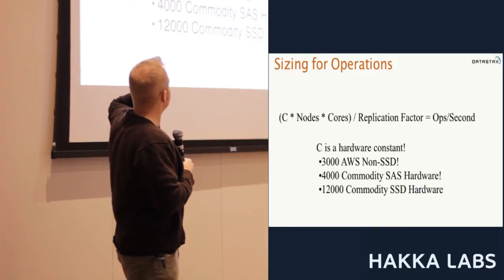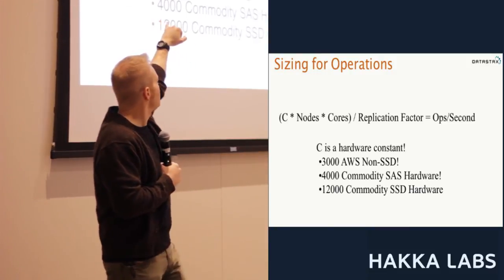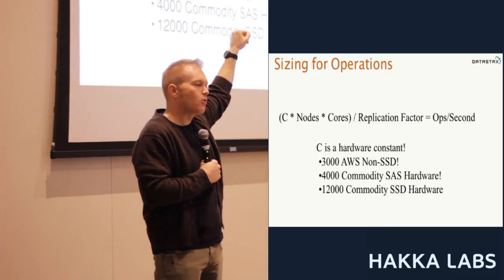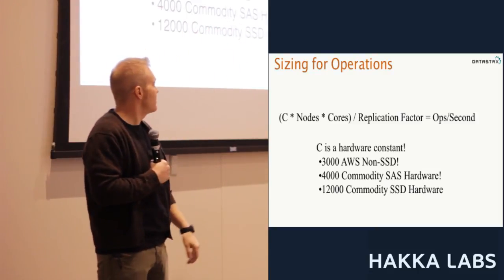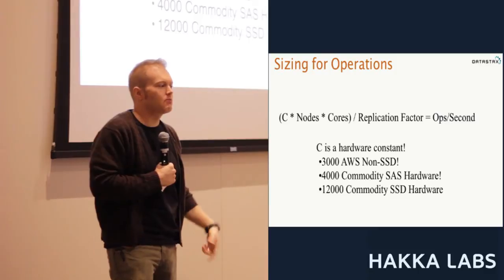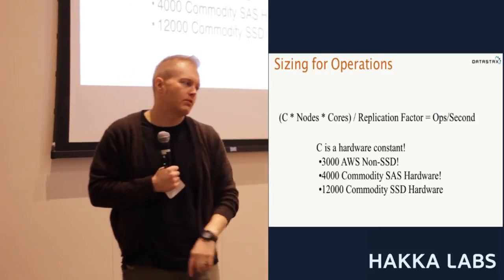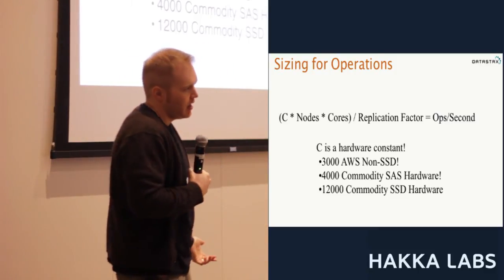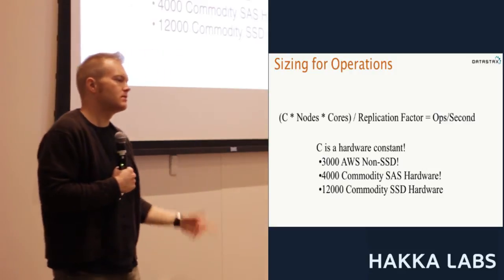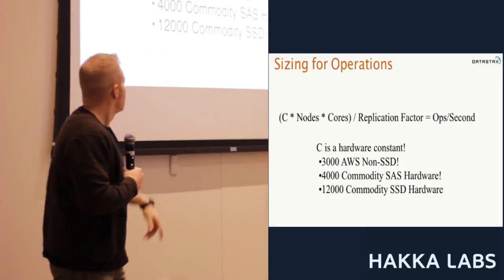The way this works is my hardware constant times my number of nodes times the number of cores per node, divided by my replication factor, is the number of ops per second. When I say ops per second, that's the number of columns written per second. So if I'm writing a row with 10 columns, divide that number by 10.